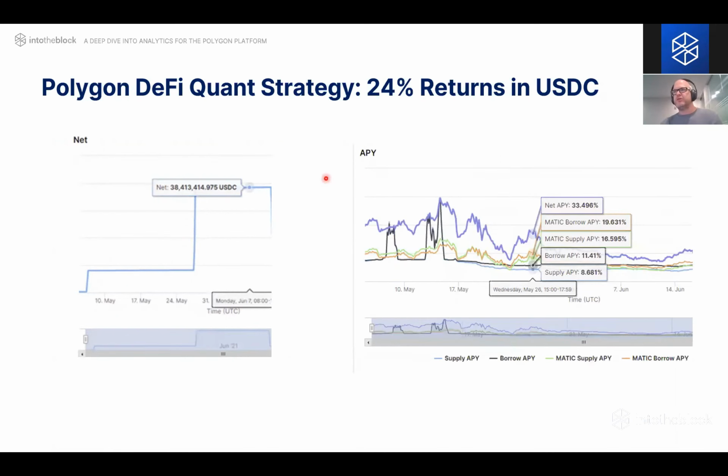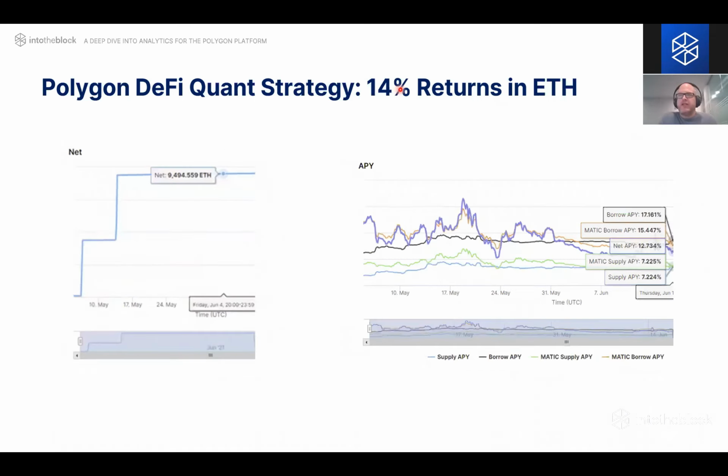The same with opportunities in a stablecoin. This is an opportunity with 38 million in USDC returning 24% for a large number of months in a number of DeFi protocols in Polygon. The same with ETH, right? This is a different yield generating strategy that was yielding over 14% returns in Ethereum for a lapse of 3-4 months, and this one is actually still there.